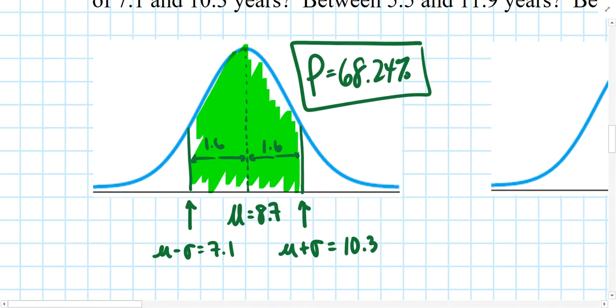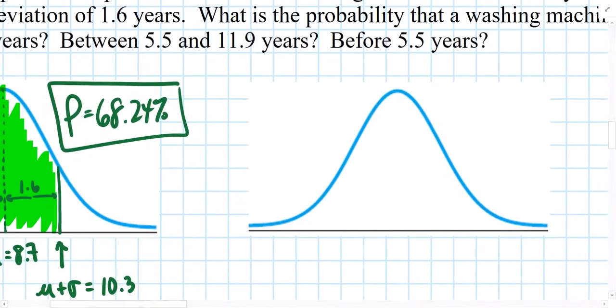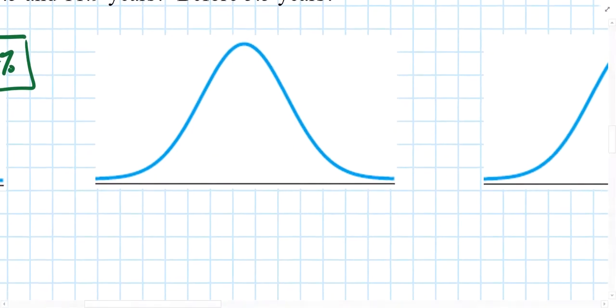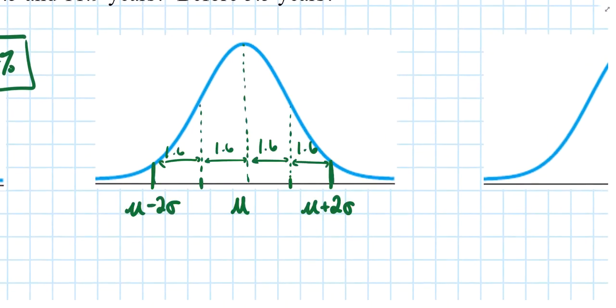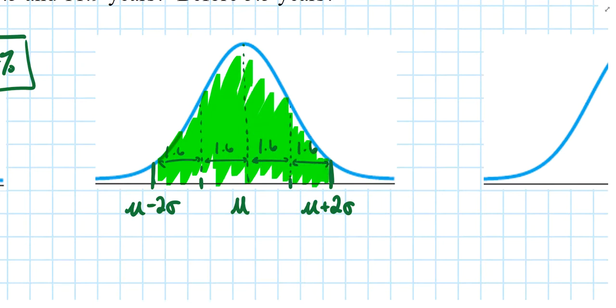What is the probability that a washing machine must be replaced between the age of 5.5 and 11.9 years? These endpoints represent two standard deviations above and below the mean. So there is a 95.44% chance the washer needs to be replaced between 5.5 and 11.9 years old.